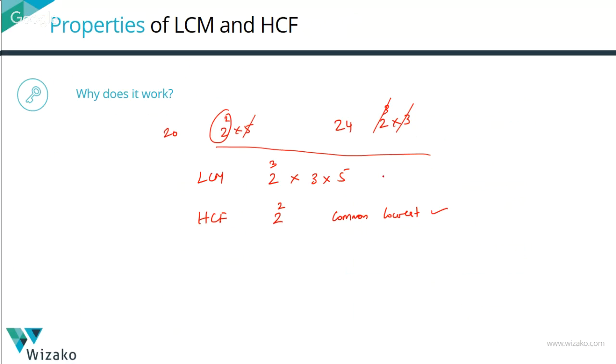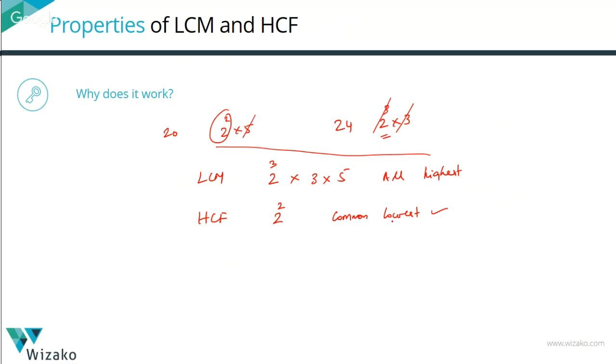For LCM, what did we do? We picked all primes in their respective highest power. So all the primes featured here. And if the prime was available in more than one of these numbers, if it was available as part of two numbers, we picked the higher of the values here. So all of these prime factors in there have got counted between the LCM and HCF. That is why this works.